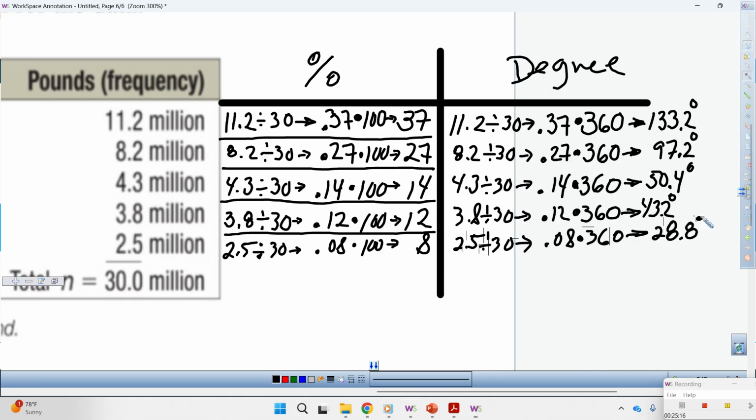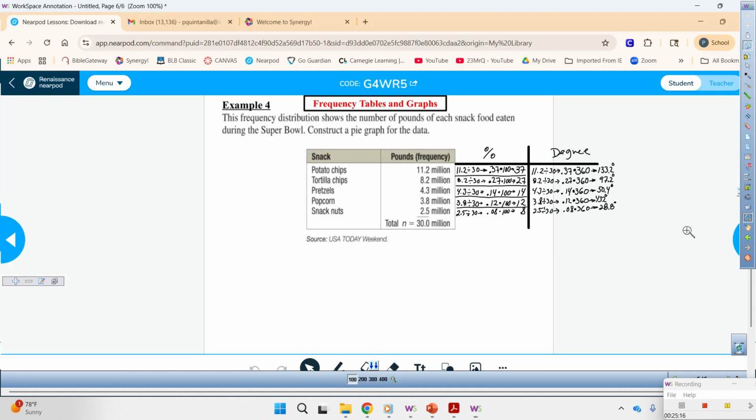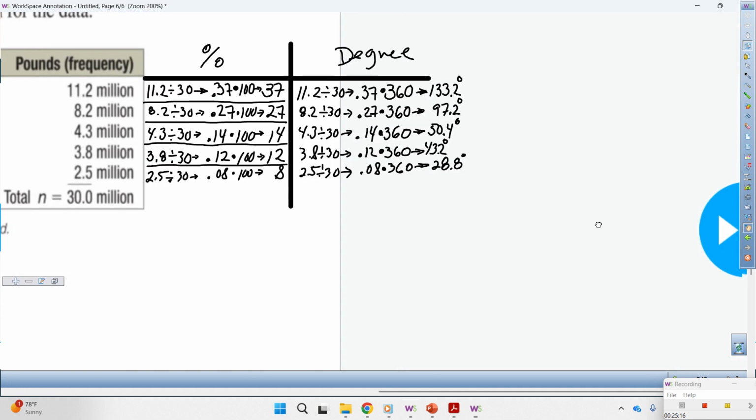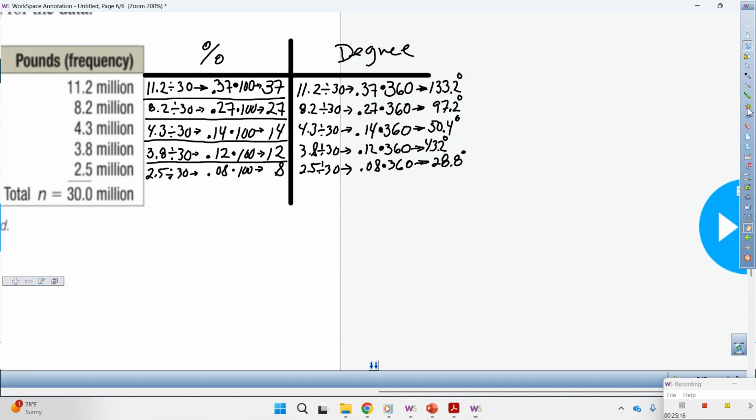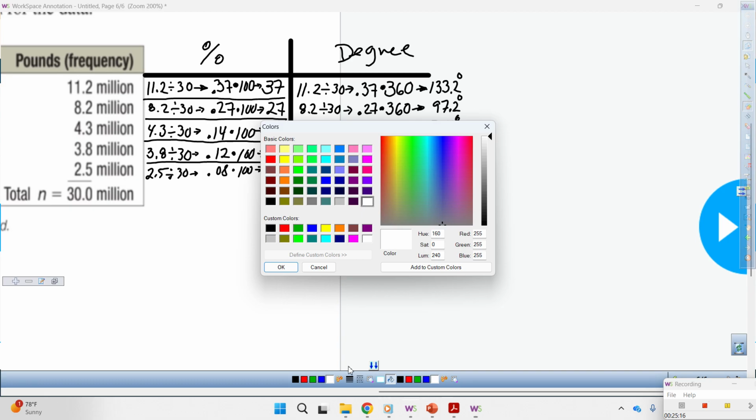28.8. All right. So, now that we have our degrees, can we break up a pie with that? Yes. Let me zoom out. Here we go. Make a circle on the side as best as you can.